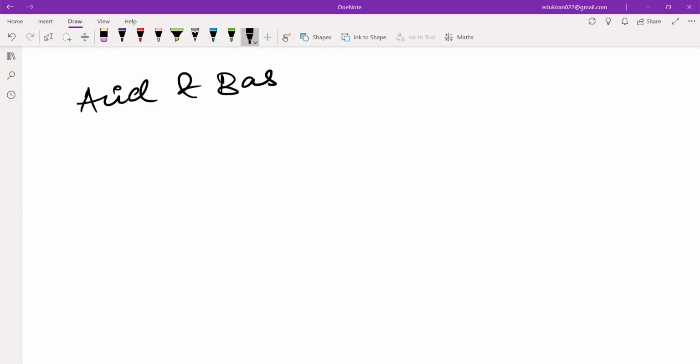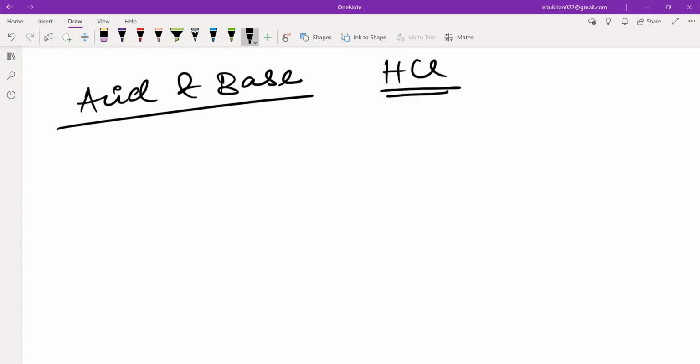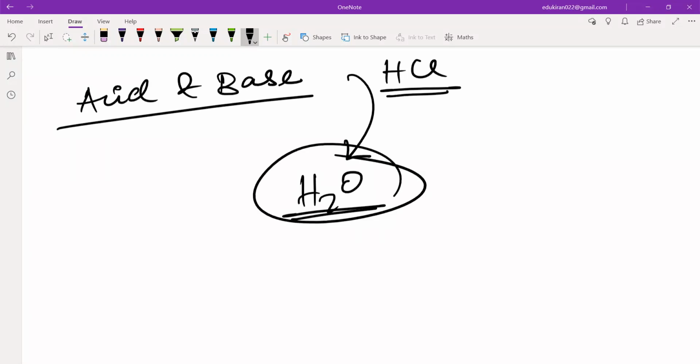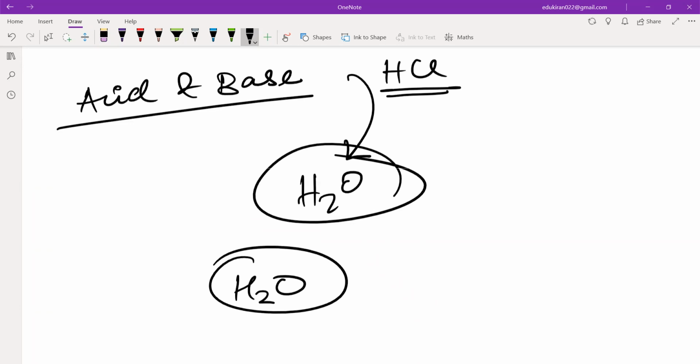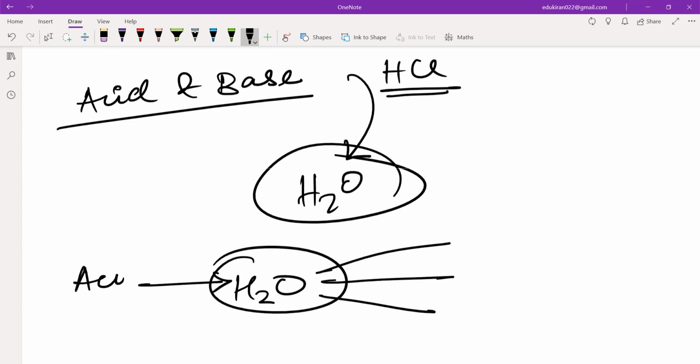Now, if I just talk about HCl, HCl is not an acid on its own. HCl is an acid only if I add it to water. So first of all, we have to know our solvent, the solvent that is water. We'll have to understand how water is on its own, what some properties of water are, and what happens if I add an acid to water, and what happens if I add a base to water.